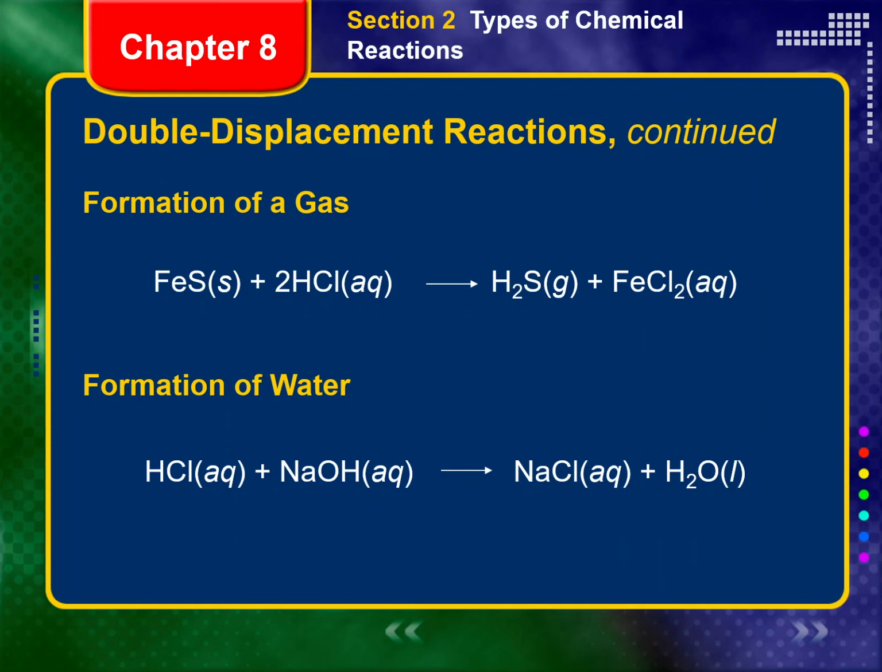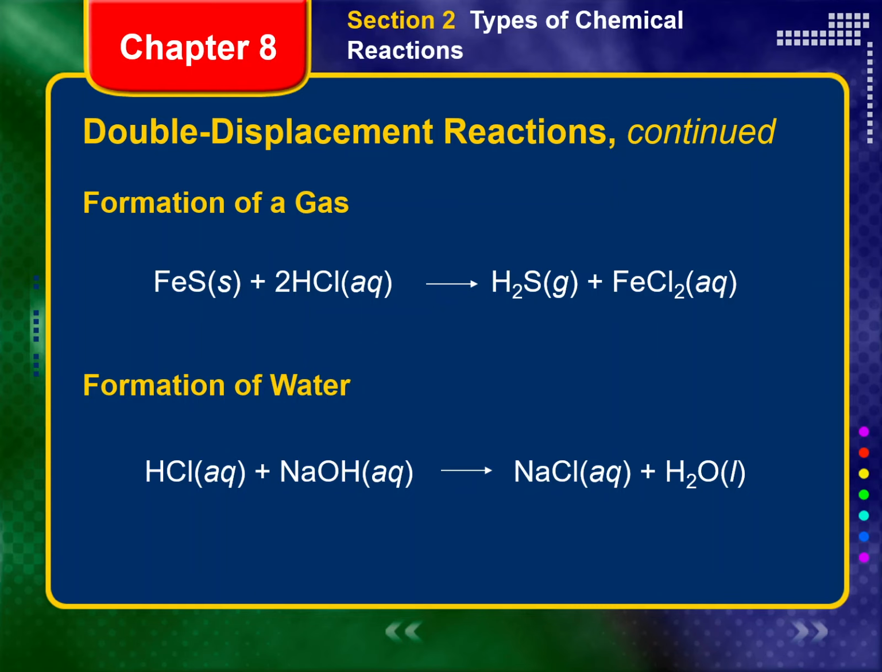In some double replacement reactions, one of the products is an insoluble gas that bubbles out of the mixture. For example, iron(II) sulfide reacts with hydrochloric acid to form hydrogen sulfide gas and iron(II) chloride, according to the equation at the top of your screen.